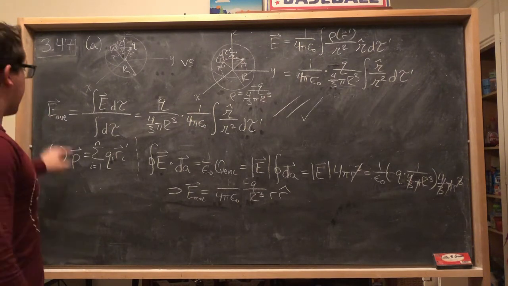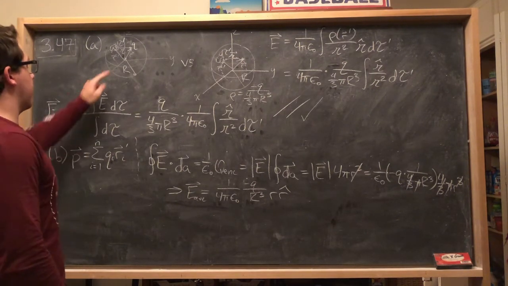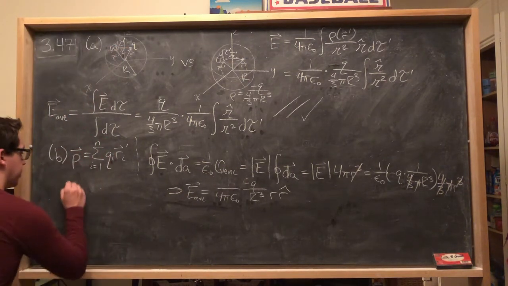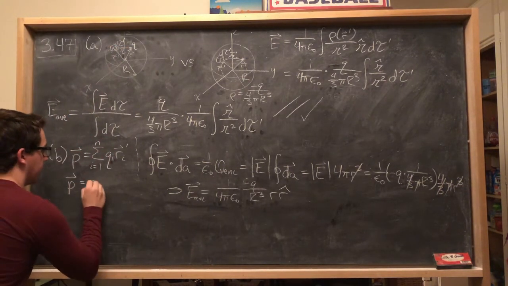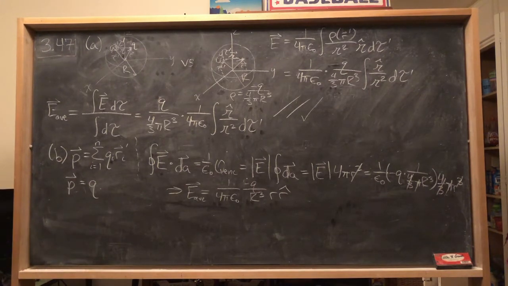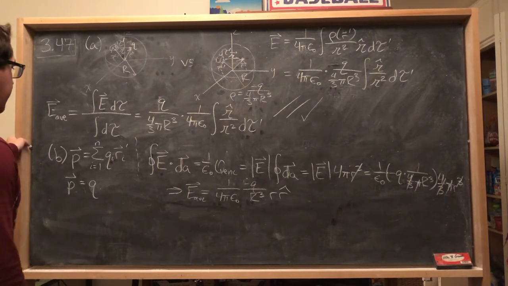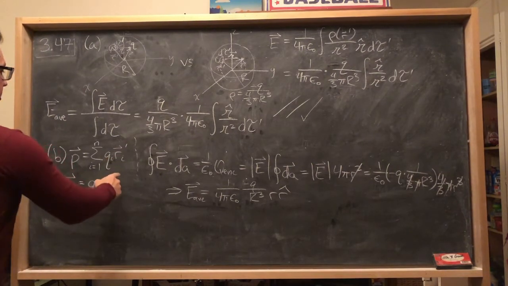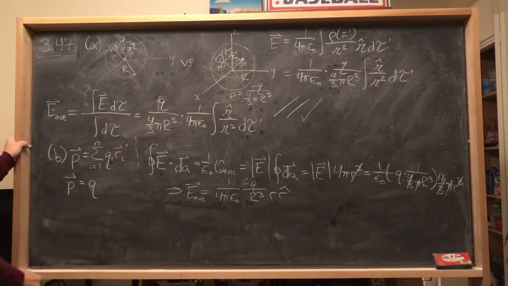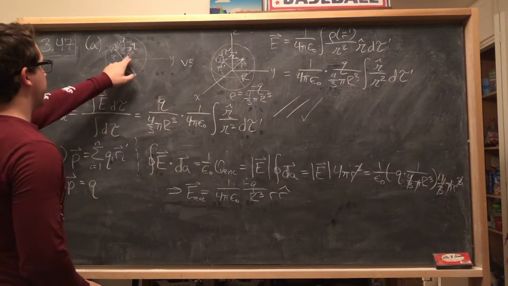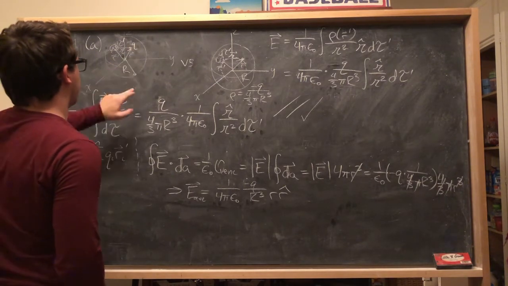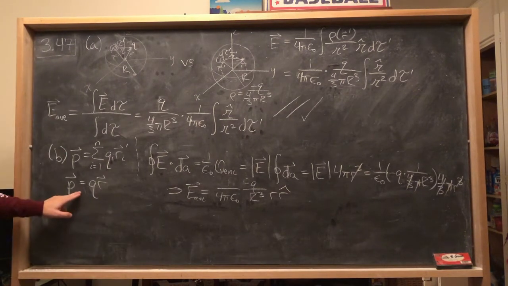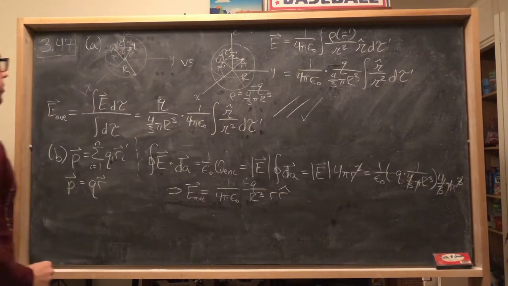And our dipole moment, P, of this point charge Q would just be Q, and then times the location. This has a prime on it, but we're defining the location of our point charge as just R without the prime. So this would be our dipole moment for this point charge Q.